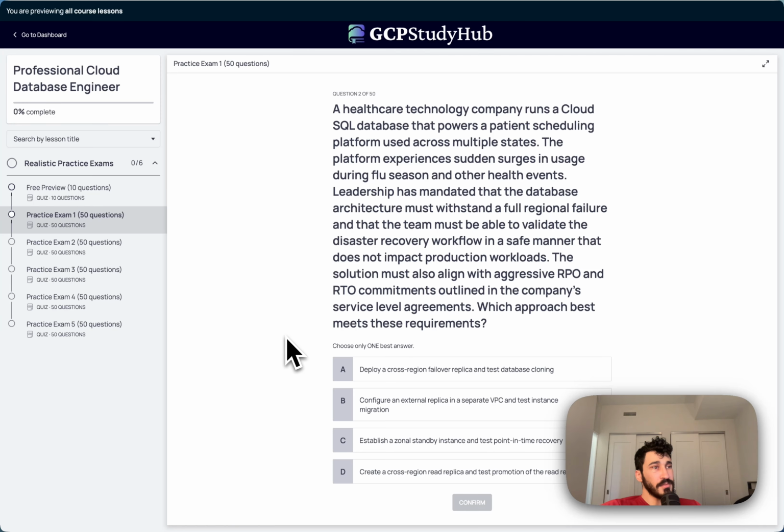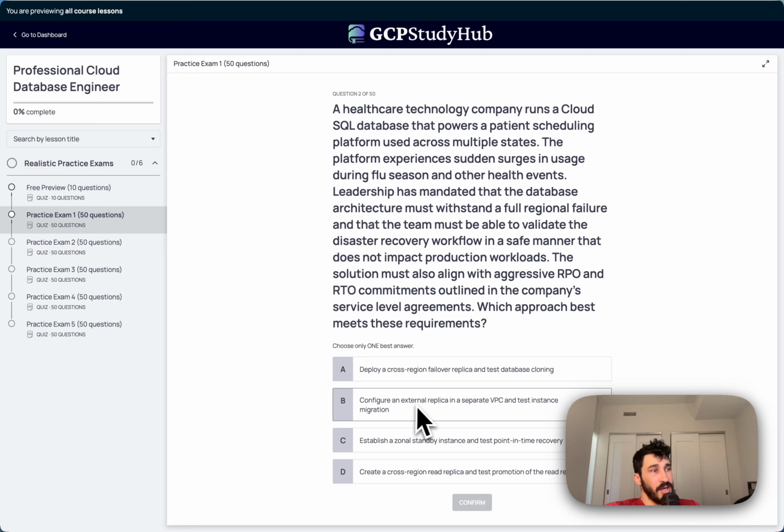Okay. So option A, deploy a cross-region failover replica and test database cloning. Cross-region failover replica is promising here, but testing database cloning is not actually what we would do in the event of a full regional failure, right? We're not testing the cloning, we're testing what would happen in the case of a failure, which would not be cloning the database. It would be promoting the failover replica to be the primary database. So that's probably not the right answer.